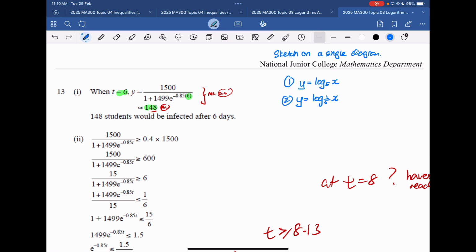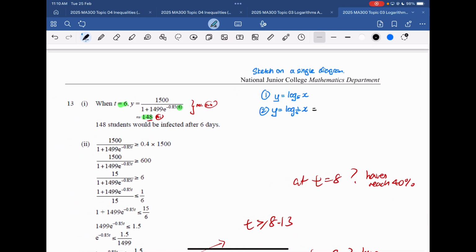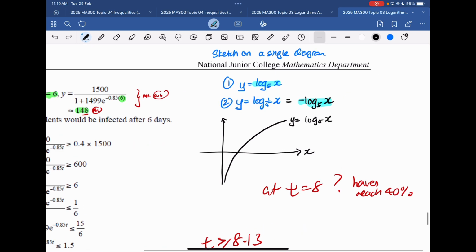Will they intersect? Yes, they will. So remember, if you have followed the lesson just now, you will know that this is the same as log base 5 of x. So how do you draw log base 5 of x and negative log base 5 of x? They are just reflections along the x-axis. Very good. So if you all know this, then you just draw it out very simply. First one, this is y equals log base 5 of x.